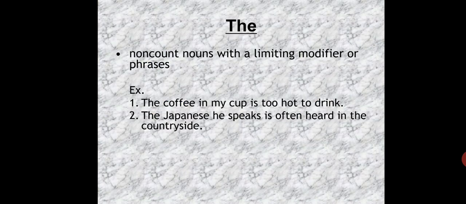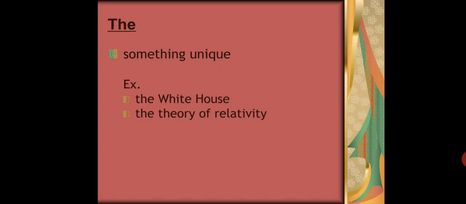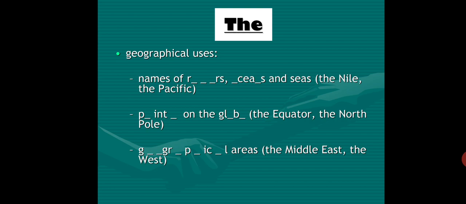Non-count nouns with limiting modifiers or phrases. The coffee in my cup is too hot to drink. The Japanese he speaks is often heard in the countryside. So all those non-count nouns, coffee, Japanese, countryside, with a limiting modifier, for example, heard, too hot, so nagbibigay ka ng modifier or phrase, you're going to add the. What about something unique? The White House, the theory of relativity. Yan. Mga titles, okay? Mga theories.